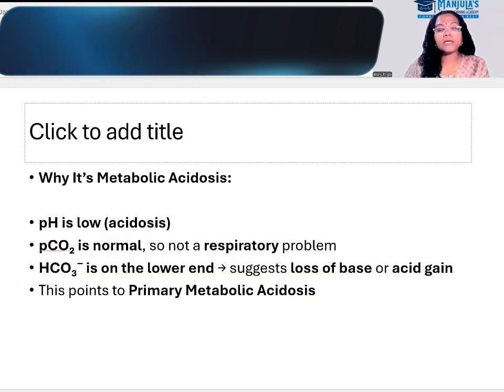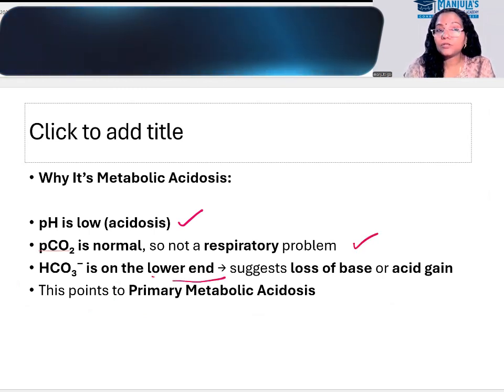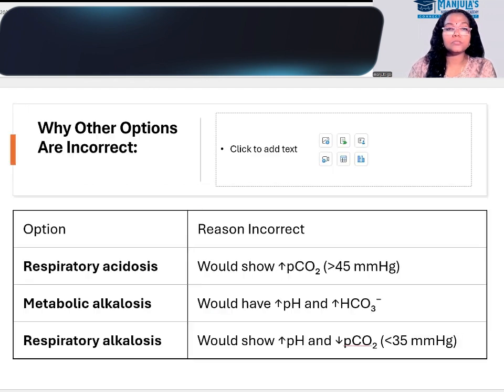So what is metabolic acidosis? We have already discussed that the pH is low, so it is acidosis. PCO2 is normal, so it's not a respiratory problem. Bicarbonate is on the lower end. It suggests loss of base or acid gain. So that's why it is metabolic acidosis.